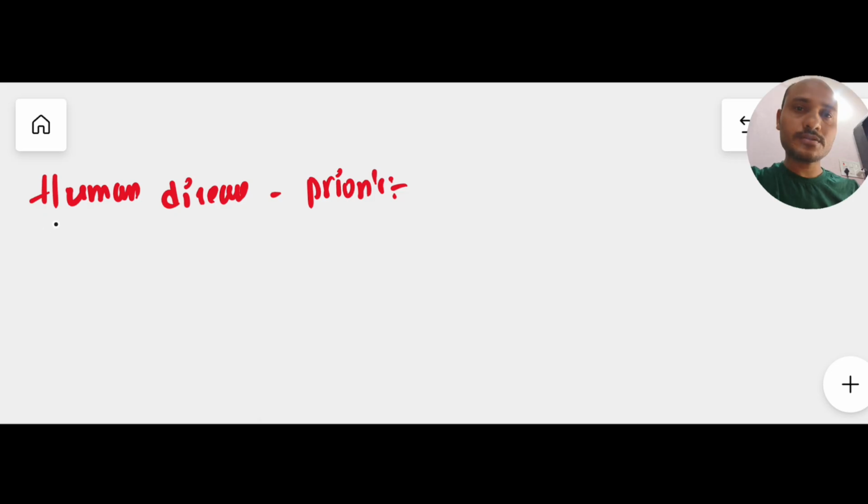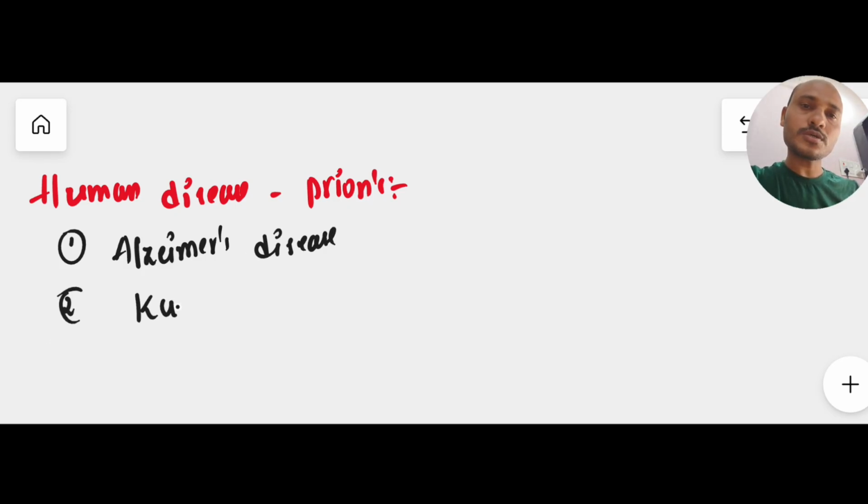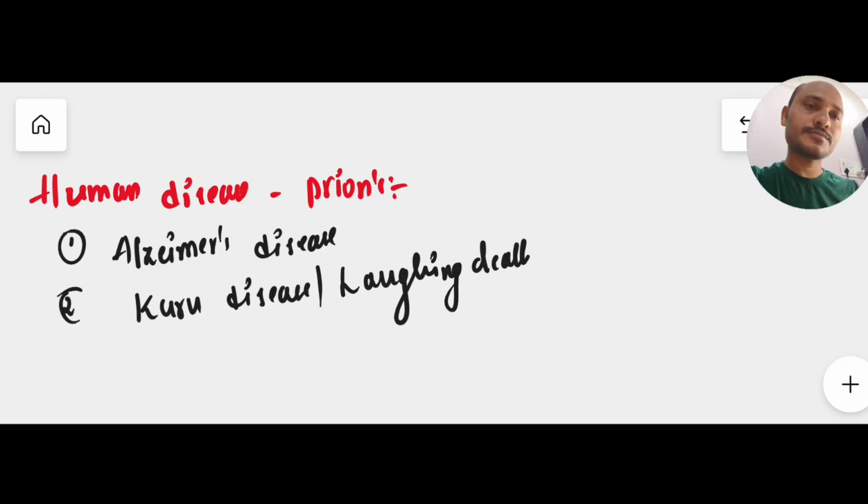The most important disease caused by prions to human beings is Alzheimer's disease. Second, Kuru disease. This Kuru disease is also called laughing death disease.